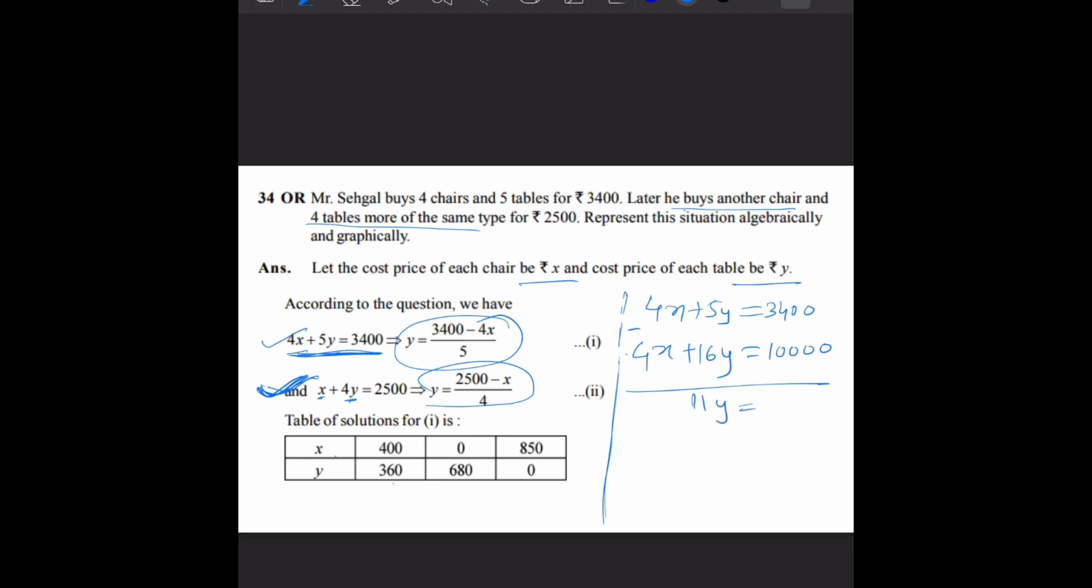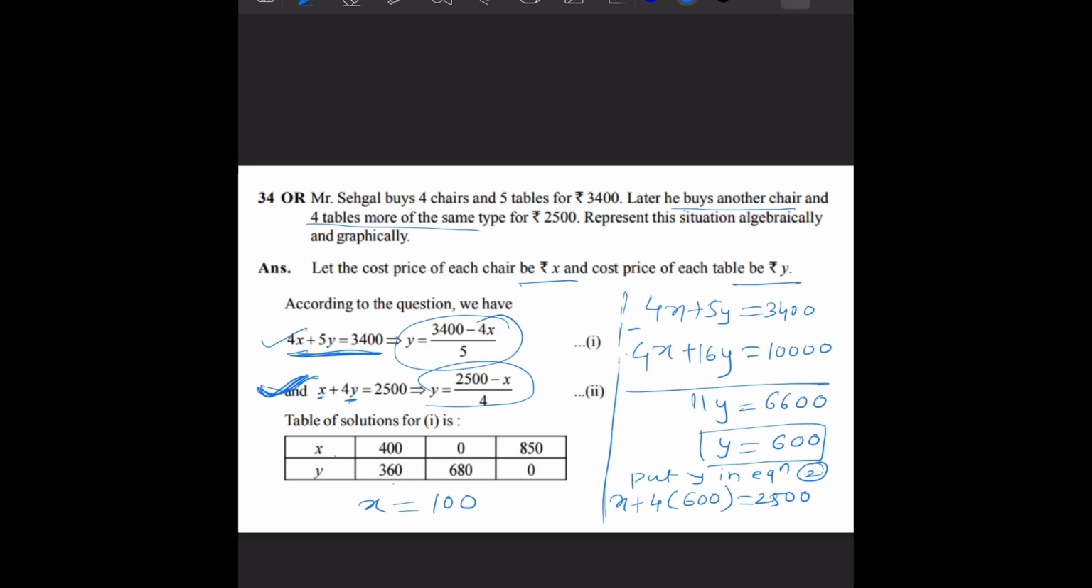11y equals 6,600. Y equals 600. Put this y in equation 2. So you'll get x plus 4 into 600 equals 2500, and you'll get the value of x as 100. So this is the algebraic solution of this question.